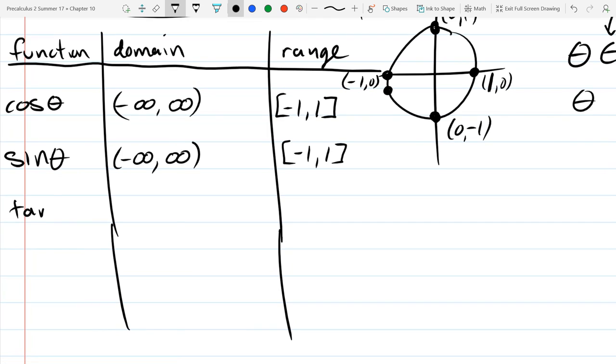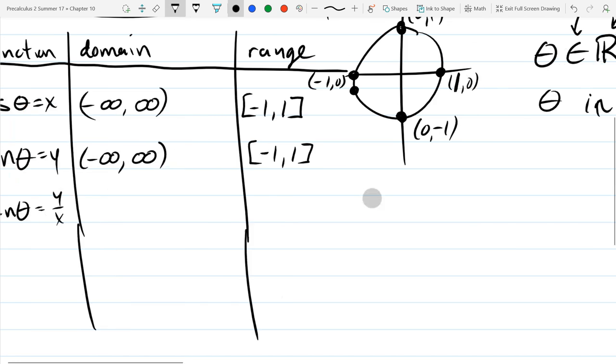We'll go to tangent, let me write y over x. So before we wrote, this is going to be defined when x is not 0, so now we need to figure out when is x 0.